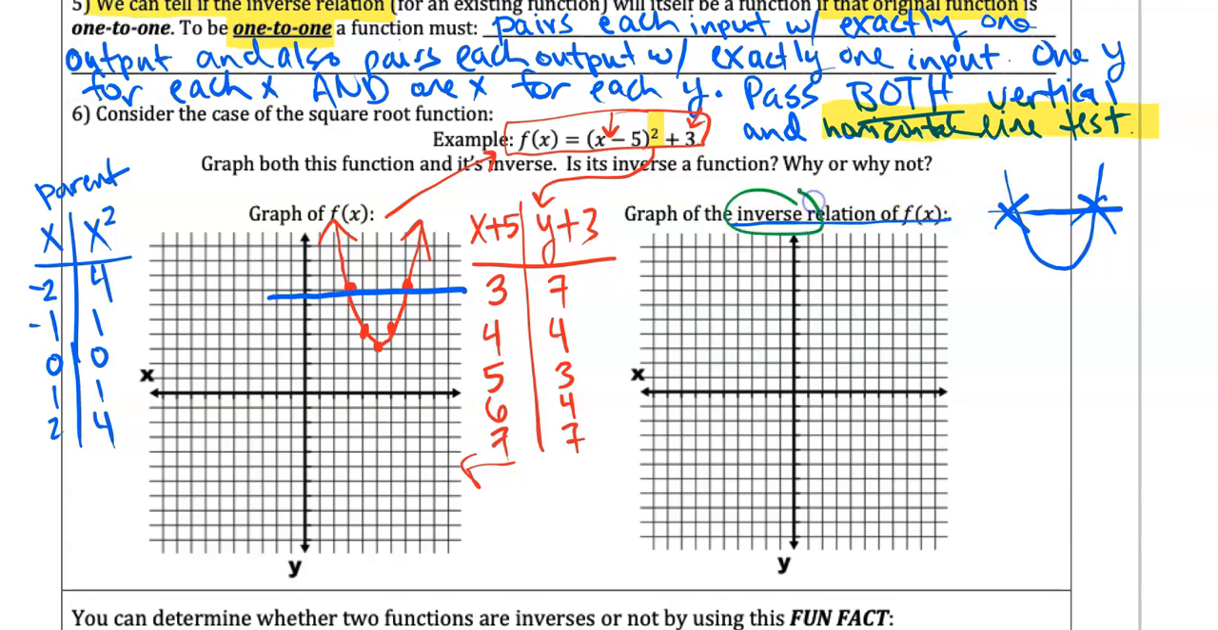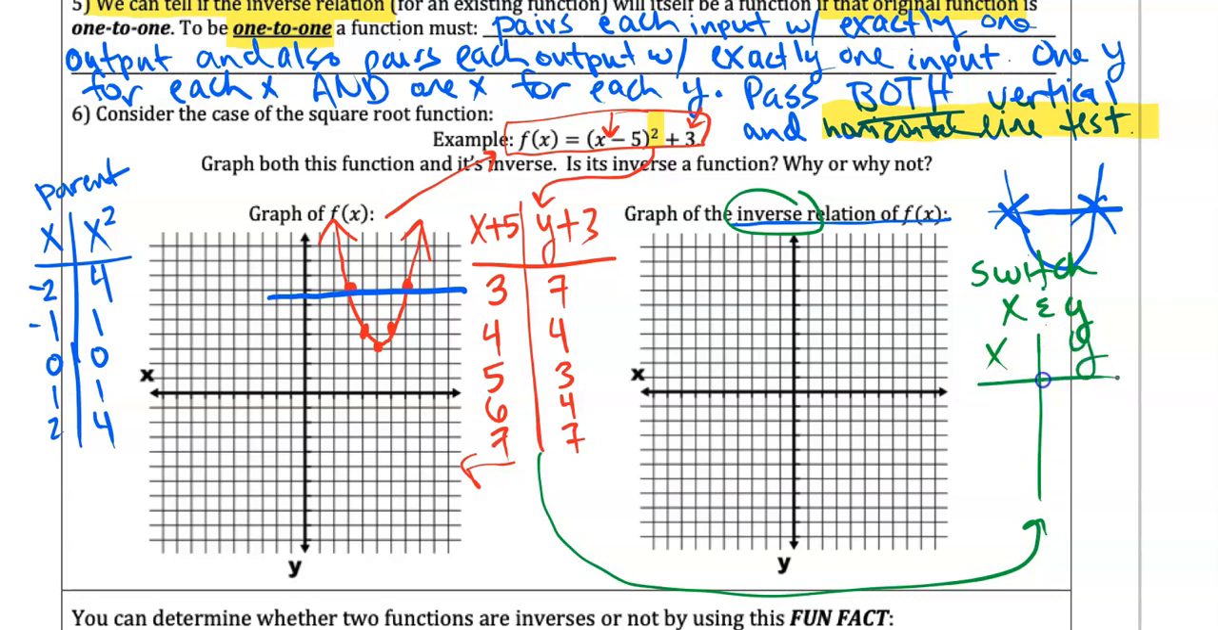So the inverse is where you switch x and y. So basically what I'm going to do is take this table and reverse the order. So where it was 3, 7, now it's going to be 7, 3. 4, 4, well, that one stays the same. 5, 3 becomes 3, 5. 6, 4 becomes 4, 6. And 7, 7, well, that one stays the same too. So this will be the inverse because I'm basically just reversing the order of x and y from the original function.